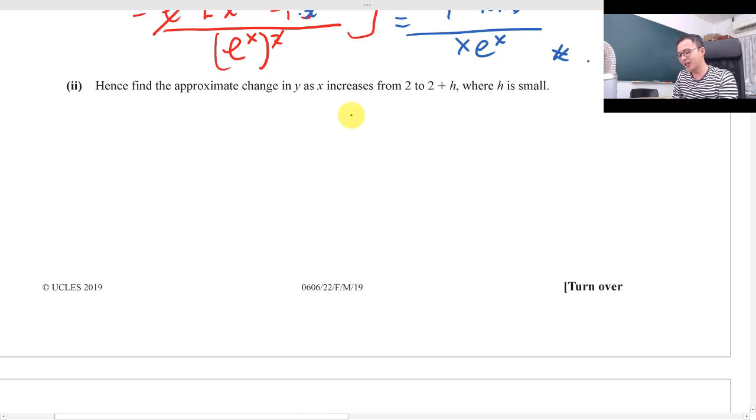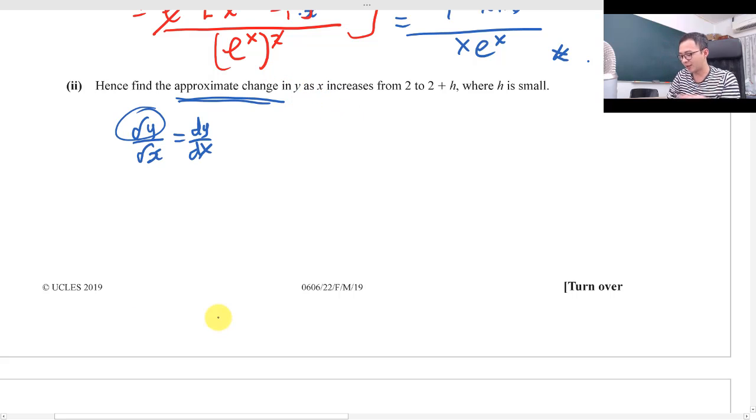Alright, so find the approximate change in y when x is decreased from 2 to 2 plus h. When you see approximate change, what you need to think is that this is a small change. So for a small change, we basically use the small change formula, which is the change of y over change of x equals dy/dx. They ask us to find the approximate change in y, that means the change of y. In order to find this, it equals dy/dx multiplied by change of x.